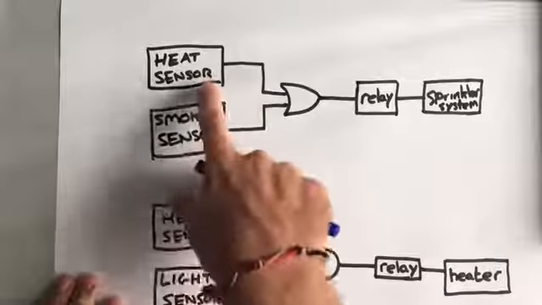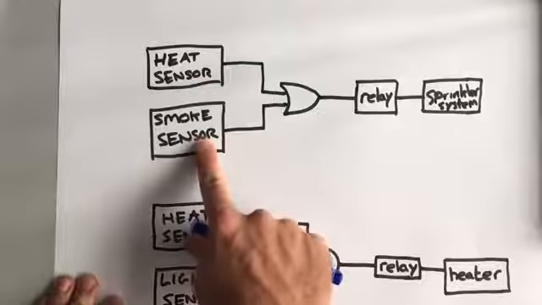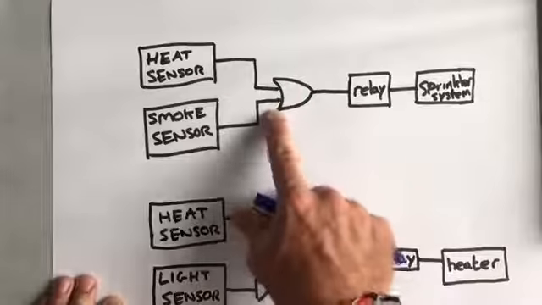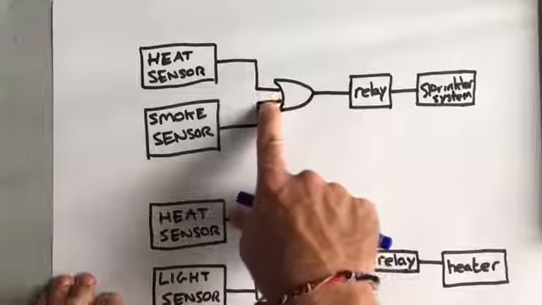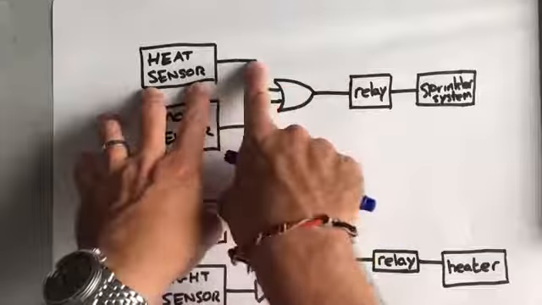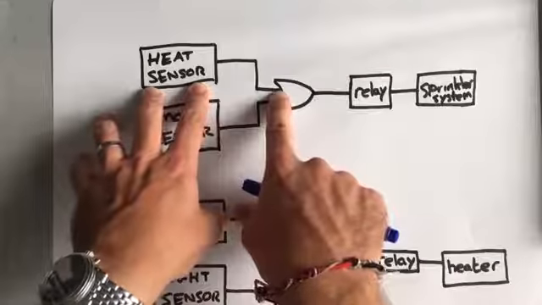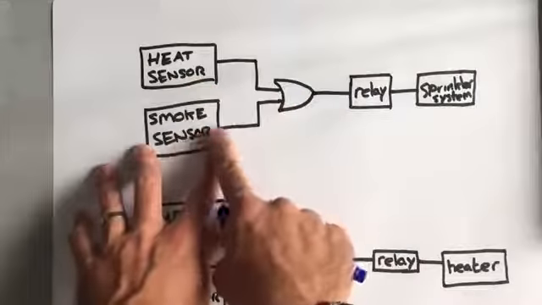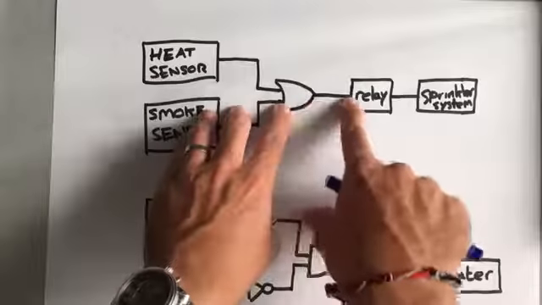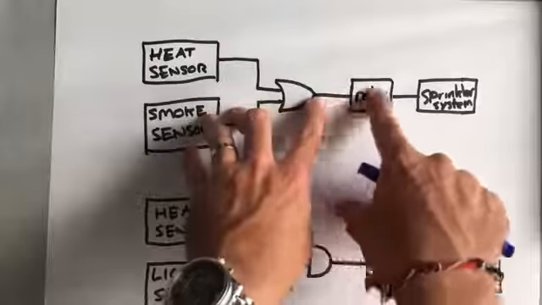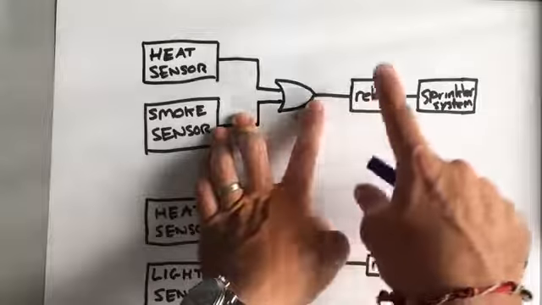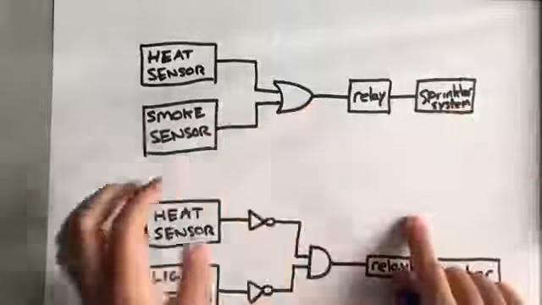So when the heat sensor or the smoke sensor detect anything, then one of these signals is going to be positive. If the heat sensor detects a temperature that's too high, then this will be positive. It'll be a 1, and if the smoke sensor senses smoke, this will be a 1. So either of those create a positive output. The positive output would switch a relay. Remember, a relay is an electromagnetic switch, and that switch would turn on a sprinkler system.